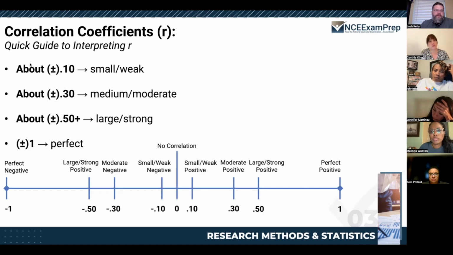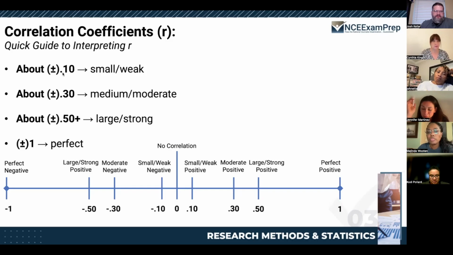So these are 3 different correlation coefficients, okay? We're going to say if it's about positive or negative 0.1, you see 0.10 is close to 0. Negative 0.10 is close to 0. So that's going to be a smaller, weak correlation because it's close to 0, which is no correlation, okay?